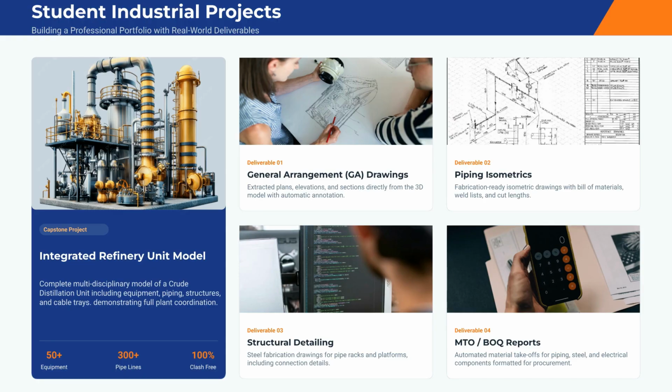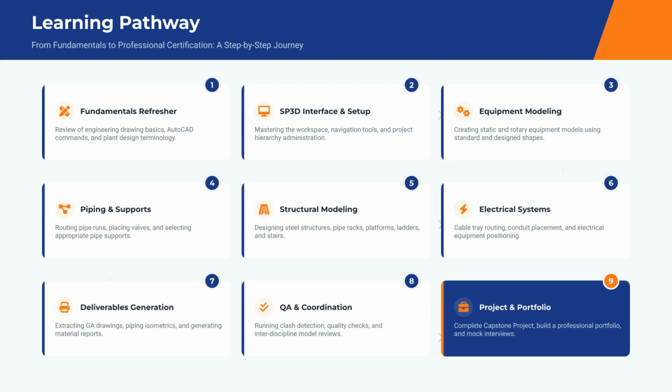Deliverables include GA drawings, piping isometrics, structural detailing, and MTO/BOQ reports, forming a strong professional portfolio. The learning pathway guides you step by step, starting with fundamentals and progressing through modeling disciplines like equipment, piping, structural, and electrical. It concludes with deliverables generation, quality assurance, and the final capstone project.